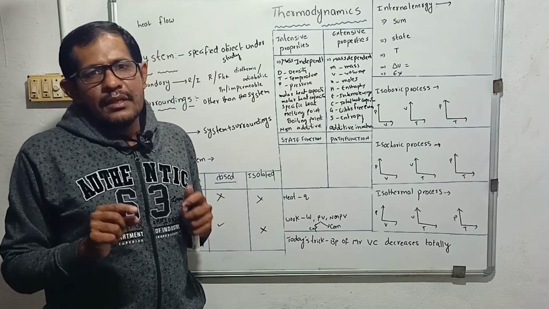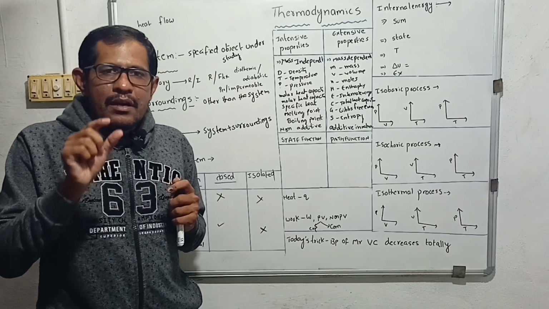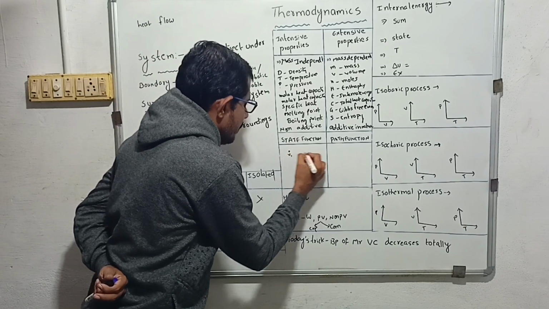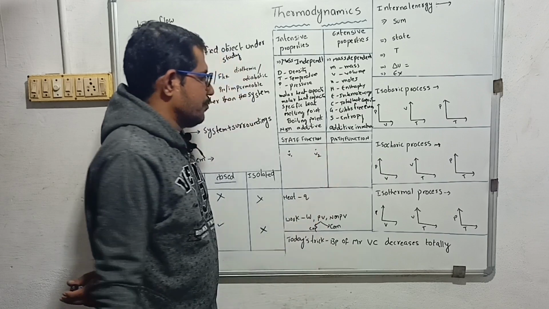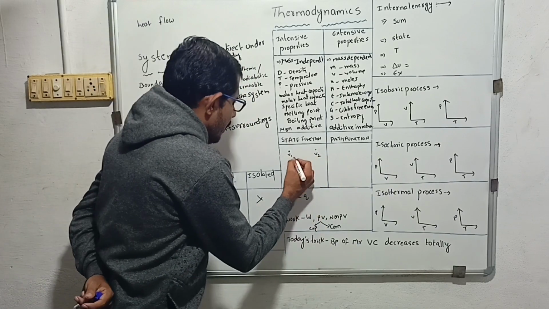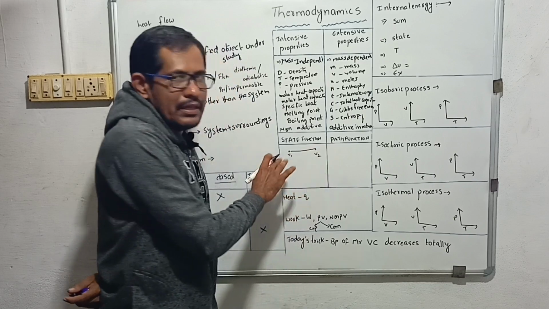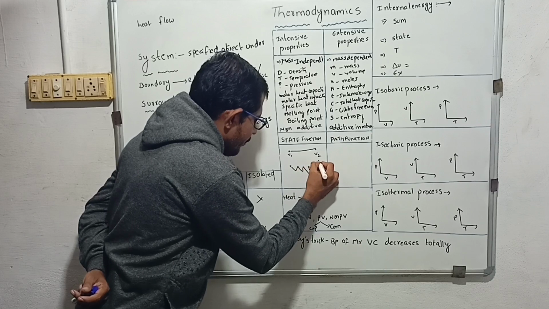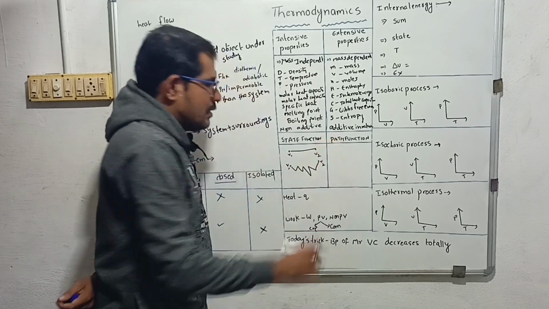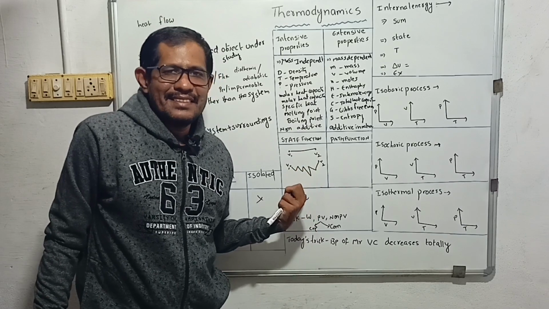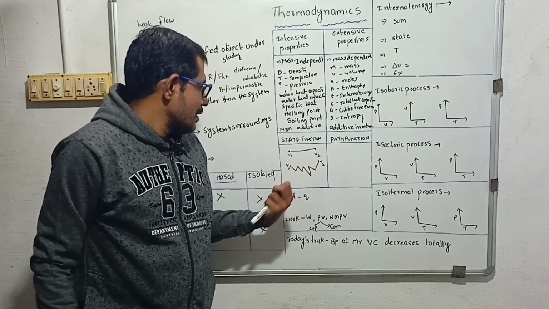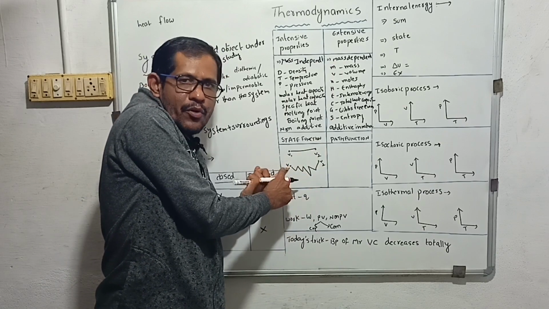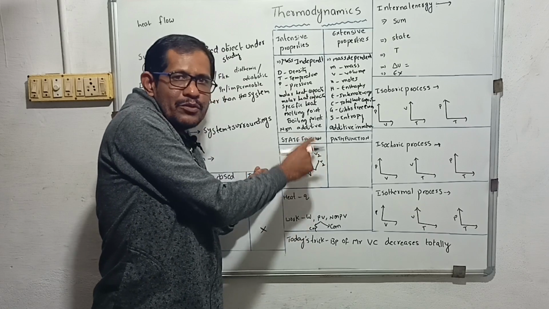The state function means it is only dependent on the initial value and final value. So how is it, right? Assume this is V1 and this is V2. In one way the volume change happened like this, and in another way the change happened like this. But the starting point and ending point are the same for both, right?